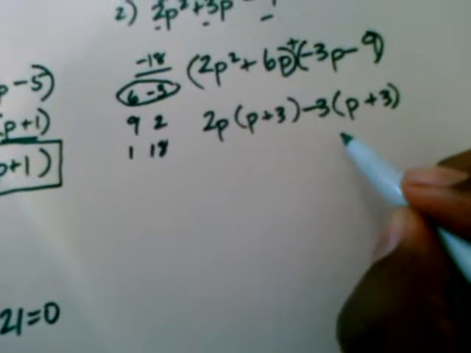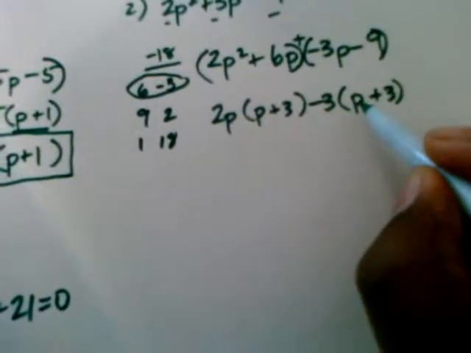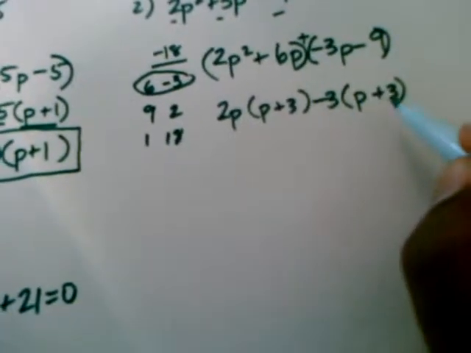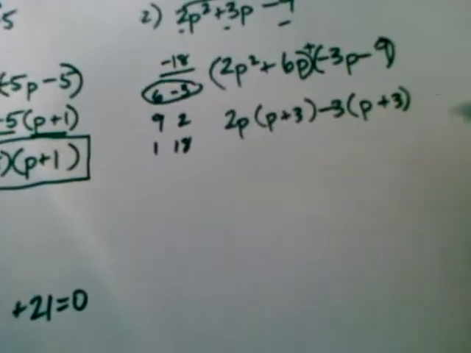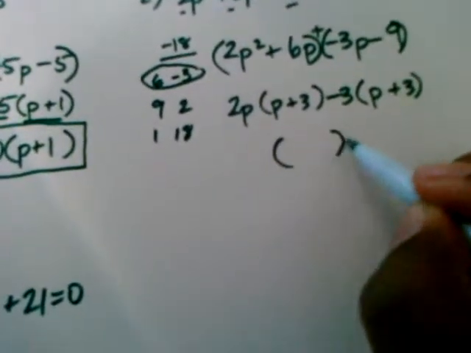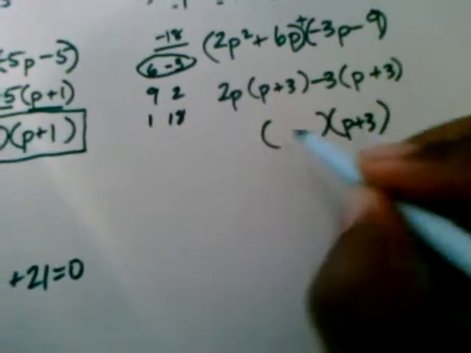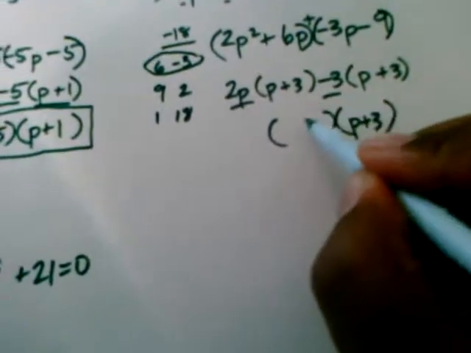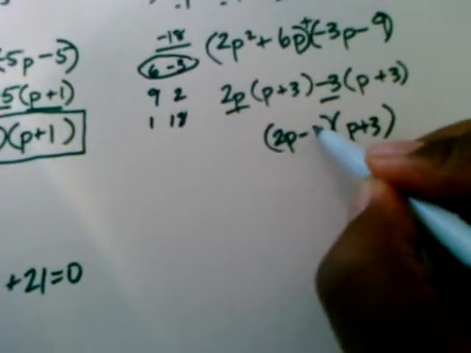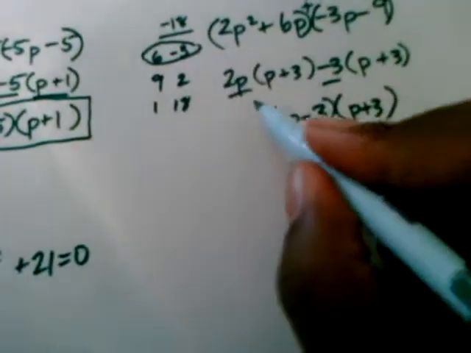You can check that using the distributive property. Negative 3 times p is negative 3p. Negative 3 times 3 is a negative 9. Create your double bubble. The expression they have in common is p plus 3. And what's left over is 2p minus 3. And it's factored.